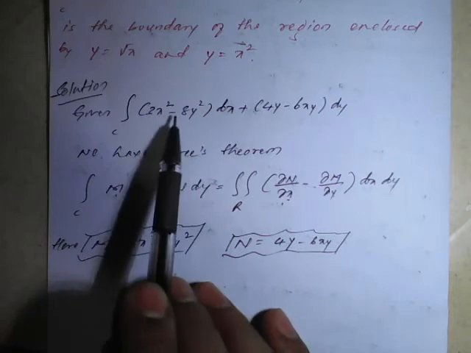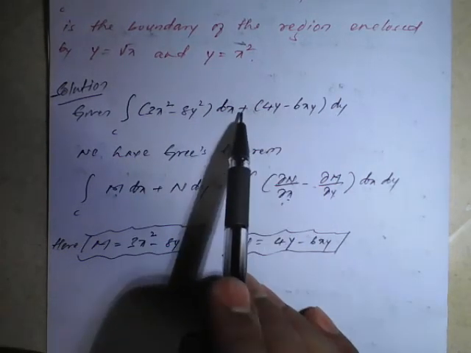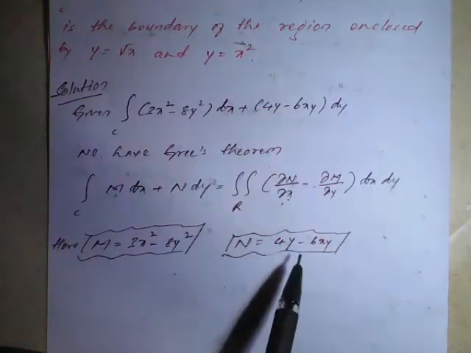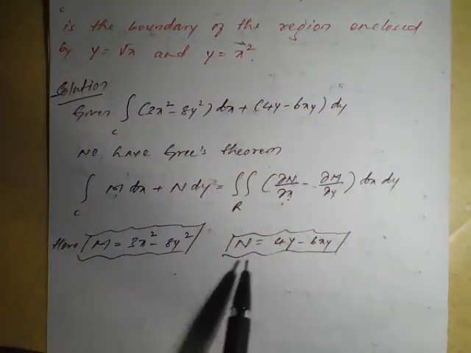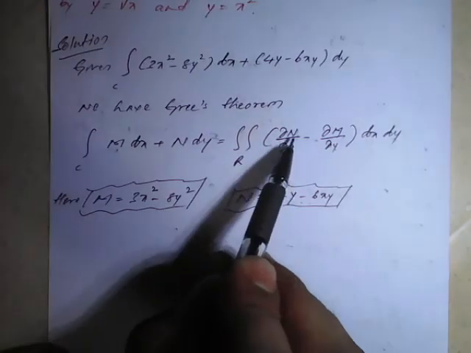The coefficient of dx is nothing but the value of M. The coefficient of dy is the value of N. If a minus sign is there, we have to take that minus. Right now we have plus, so we carry the same here. So N is 4y − 6xy. As we know, once we got M and N, we need to find what here?